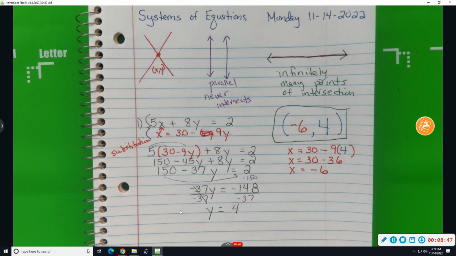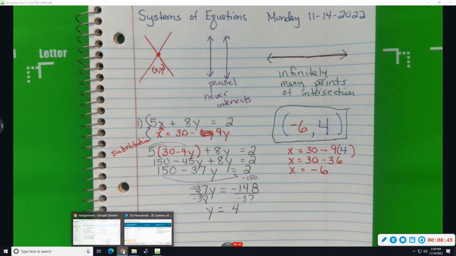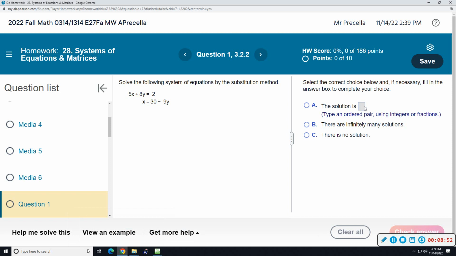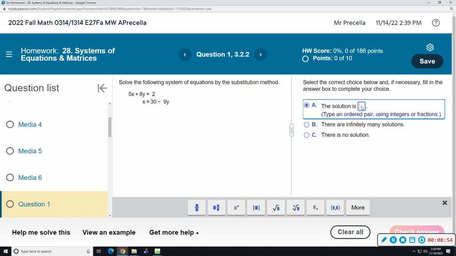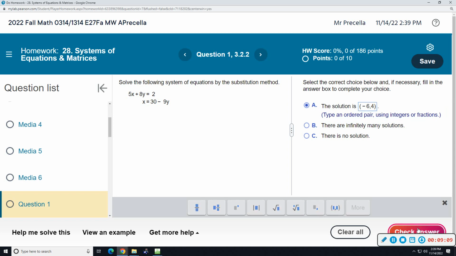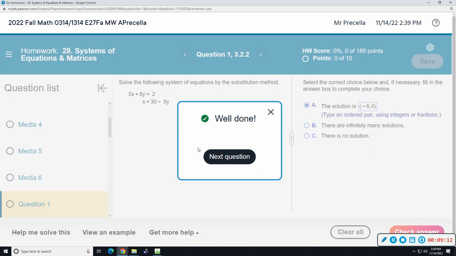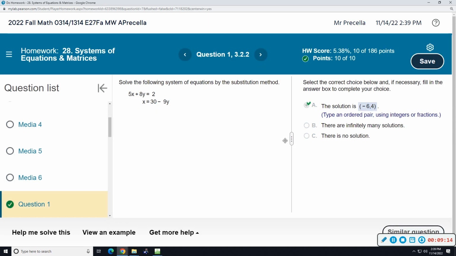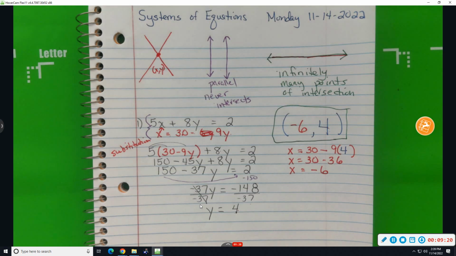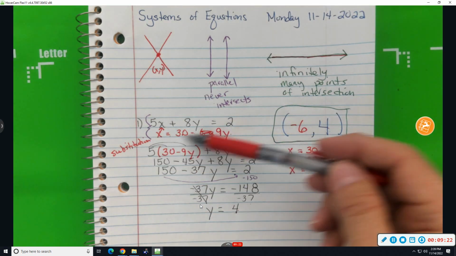So I come over here and type in my solution. Parentheses, negative 6, comma 4, close parentheses. Make sure you get those parentheses around there. Okay? If you don't put the parentheses, it's going to count it wrong. Now, notice all of this work out here.